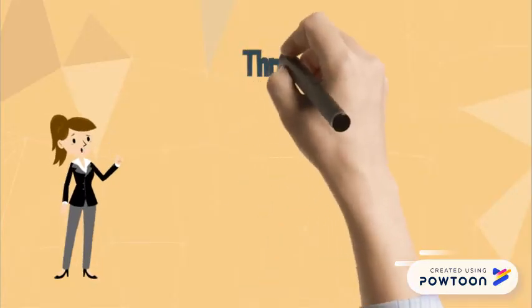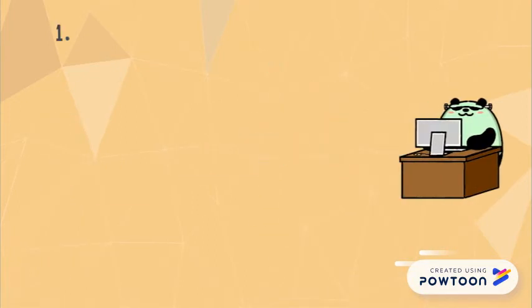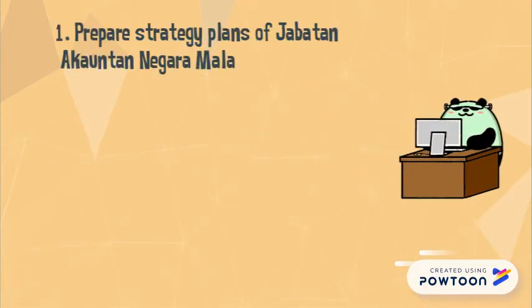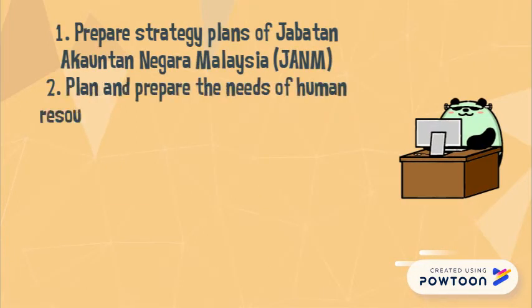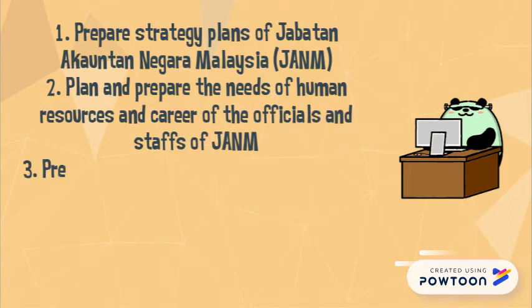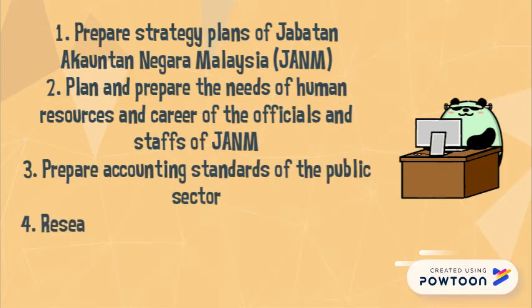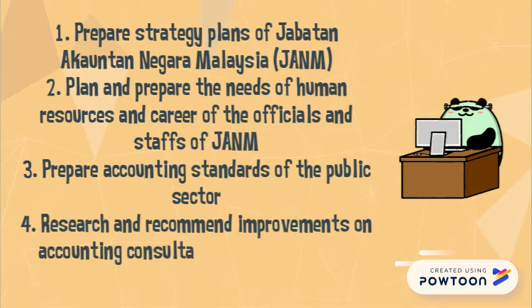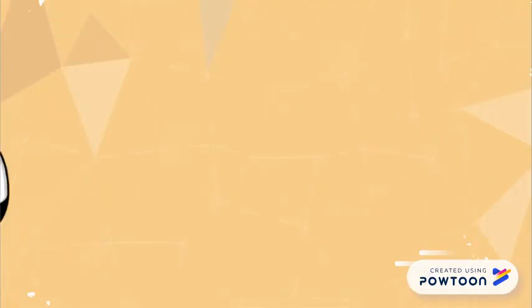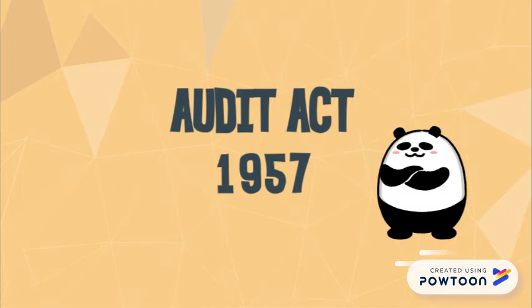The third one is Accountant General Office. They prepare strategy plan of Jabatan Accountant Negara Malaysia, JANM, and the accounting standard of the public sector. They also research and recommend improvement on accounting consultant services of public sector. The Accountant General's Office also established the Audit Act 1950.